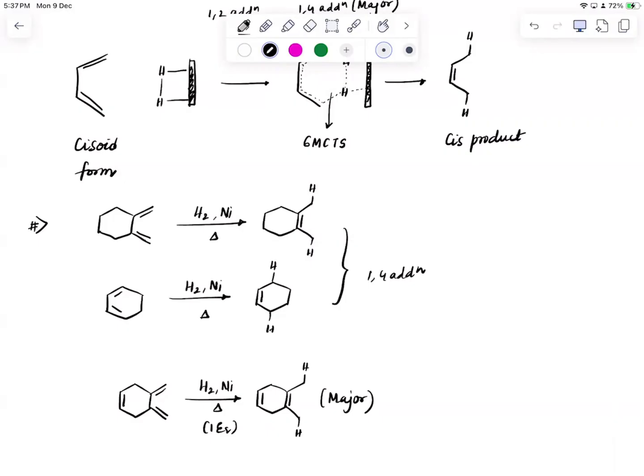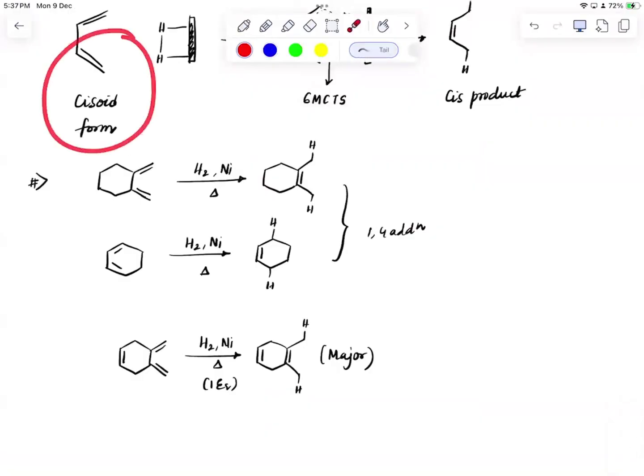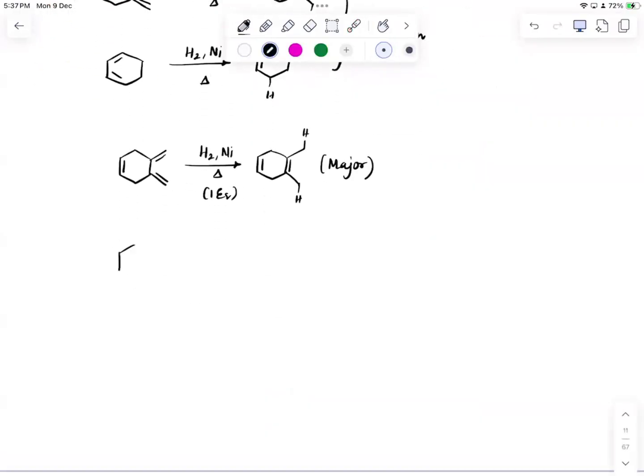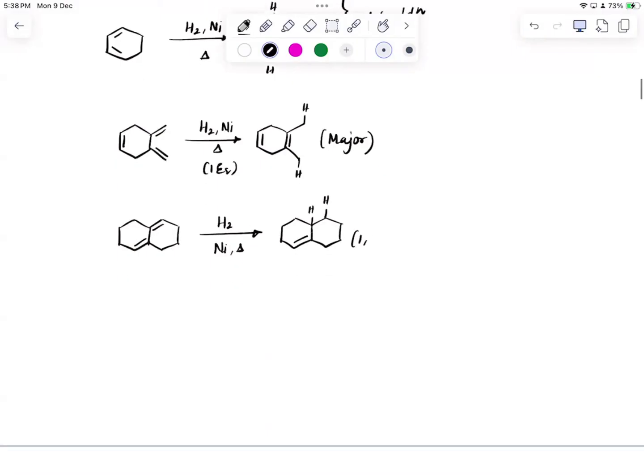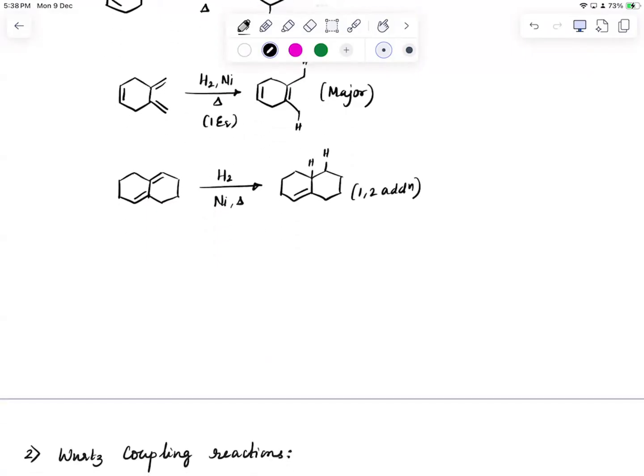Right. But like I said, this is highly conditional, where you have to have a cisoid form. What if there is a transoid form? The transoid form is the case where your double bond is restricted. I can make a molecule restricted this way, so now I cannot make a six-member transition state. So if you add H2 and nickel and heat here, now any one double bond you have to add to. So maybe this hydrogen and hydrogen got added. The double bond is here. So what is this addition now? 1,2 addition. So only 1,2 addition is possible in this case.